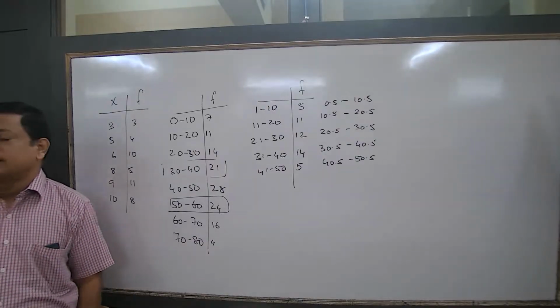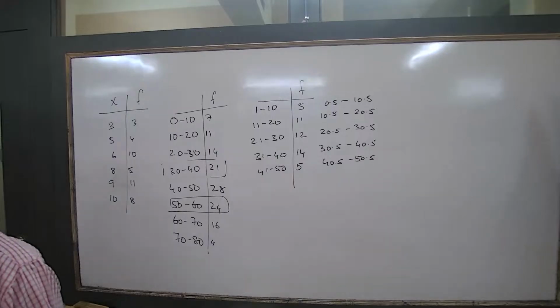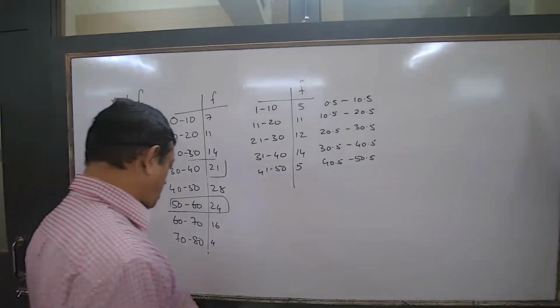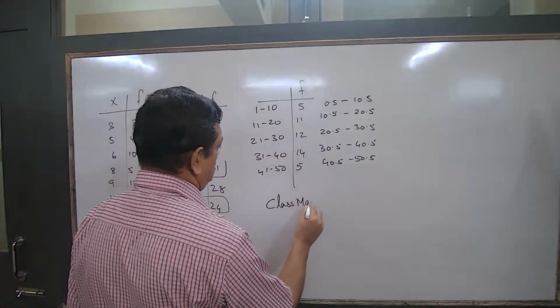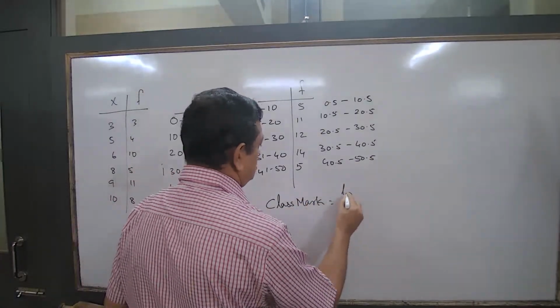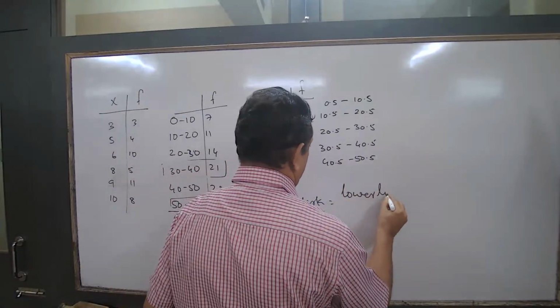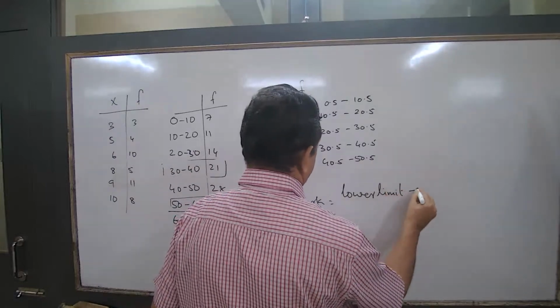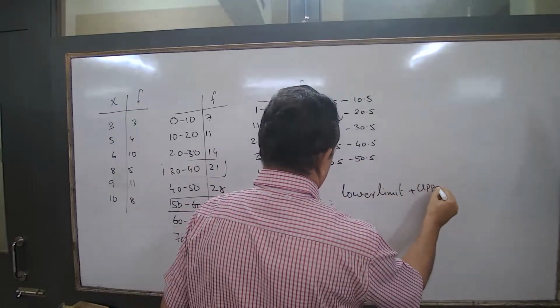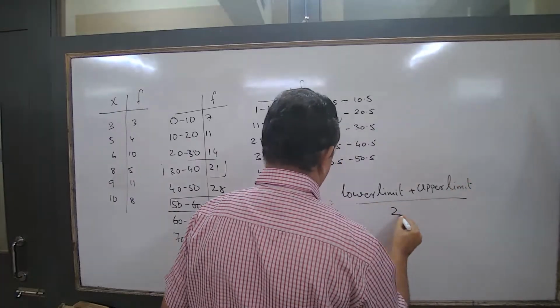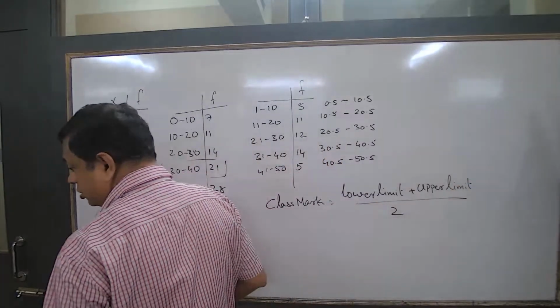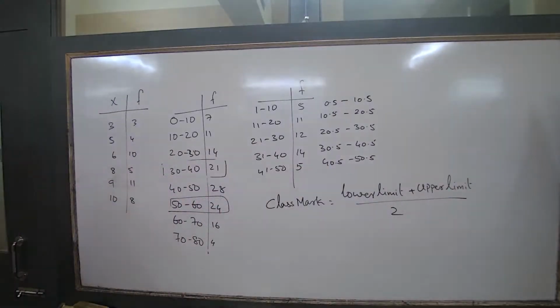Range. Okay? Next, the second one, you write class mark. Class mark is equal to lower limit plus upper limit, divided by 2. Yes? Lower limit plus upper limit divided by 2.